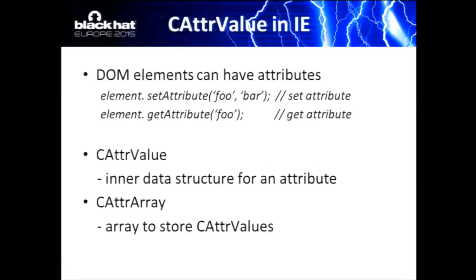So, what is the CAttributeValue? You know the DOM element in HTML can have attributes. You can set an attribute to a DOM element using JavaScript like this, by calling the function setAttribute. And the CAttributeValue is an underlying data struct that stores an attribute. CAttributeArray, as its name indicates, is an object that can contain an array of many CAttributeValues.